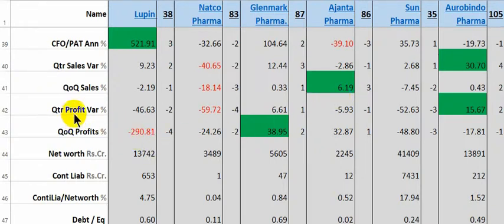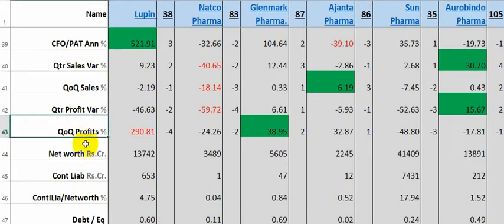Looking at profit growth rate, YOY maximum profit growth was in Aurbindo, and in quarter on quarter Glenmark performed the best at 38%. Natco Pharma's profit fell the most YOY at 59%, and quarter on quarter Lupin's profit fell by 290%. So these ratios help us understand the very short term picture of what is happening in the company.